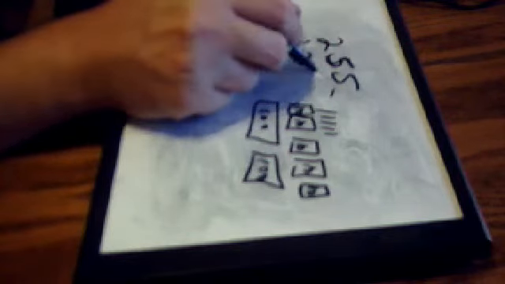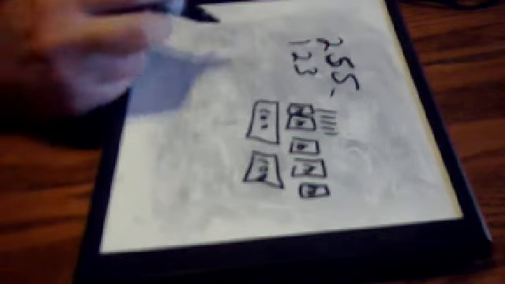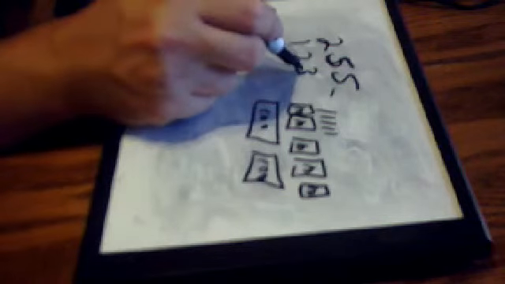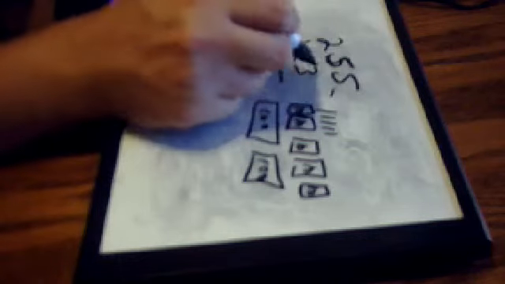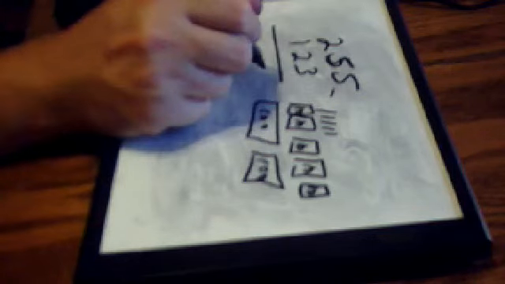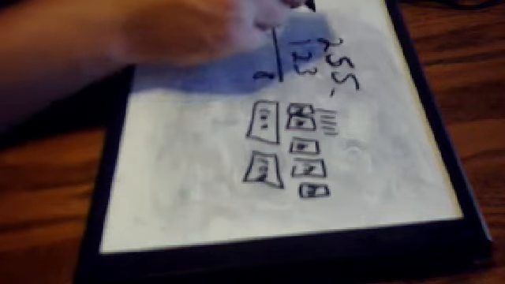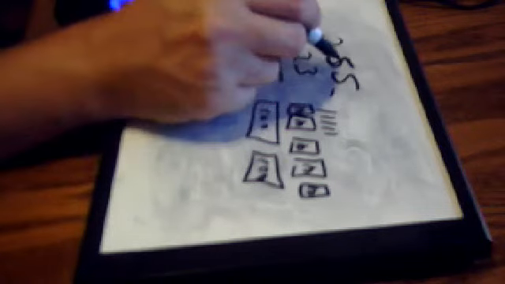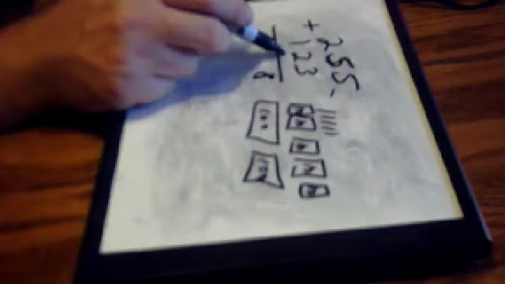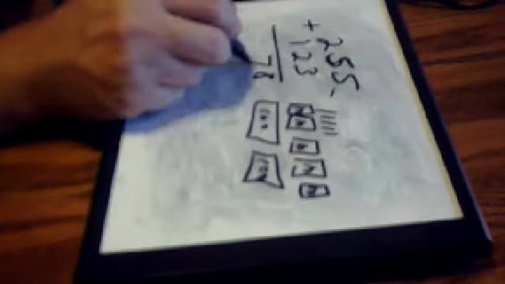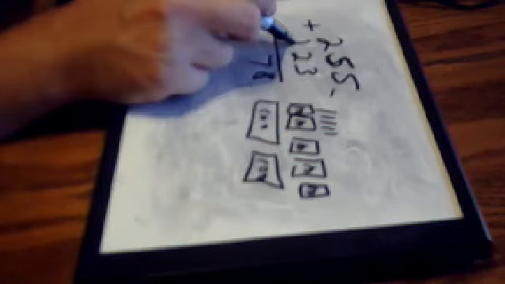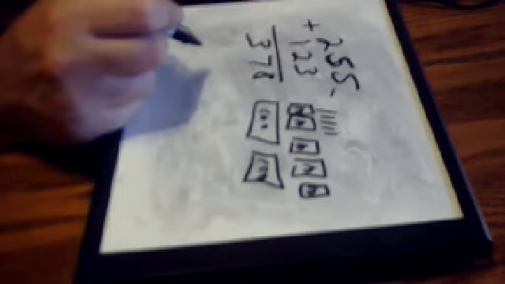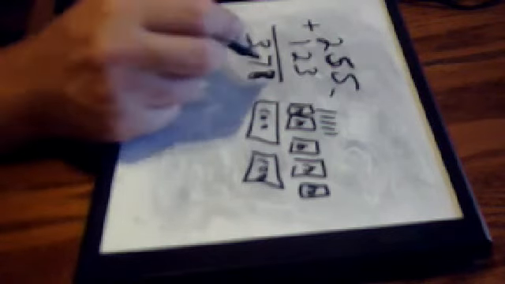So if we want to add our magic number, 123, to it, we need to make sure we line up the ones with the ones, the tens with the tens, and the hundreds with the hundreds. This is 5 $1 bills plus 3 $1 bills. Now you have 8 $1 bills. This is 5 $10 bills plus 2 $10 bills. So now you have 7 $10 bills. And this is 2 $100 bills plus 1 $100 bill. So now you have 3 $100 bills, or $378.